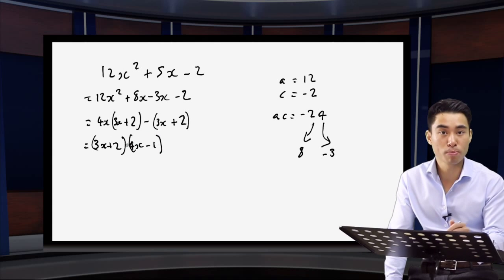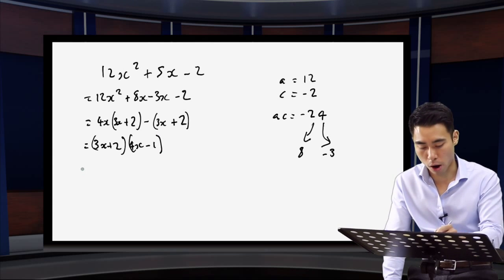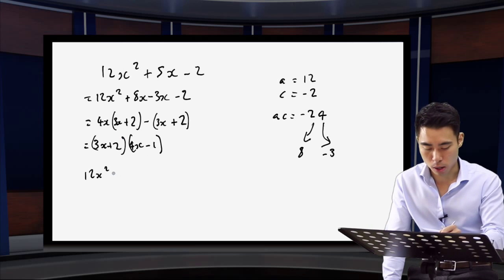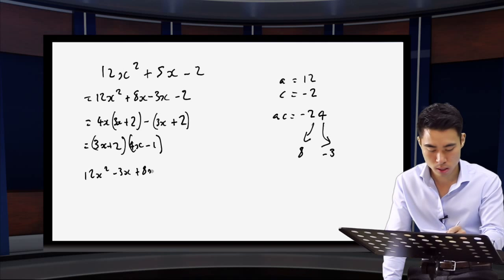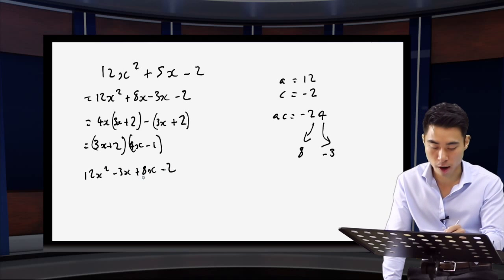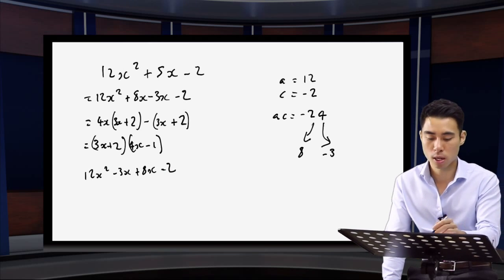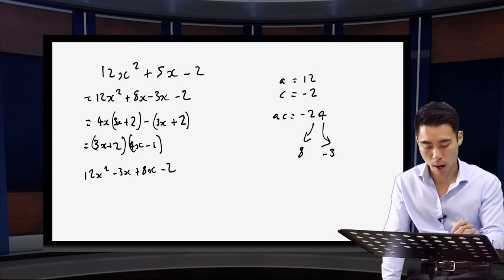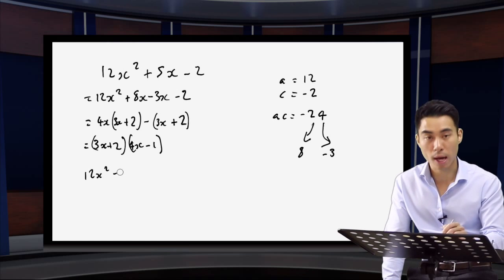Just expanding this out to prove that it is the same as our original expression. So I've got 3x times by 4x giving me 12x squared. 3x times by minus 1 gives me minus 3x. Plus 2 times by 4x is plus 8x, and then plus 2 times by minus 1 does give me minus 2 there. Notice those two terms do simplify to give me plus 5x, so this is the same as that original expression there. And you notice it's the same as this line of working here anyway, so you can tell that that is correct.